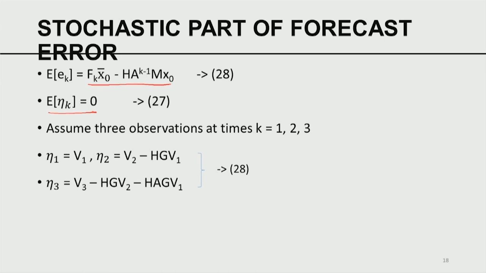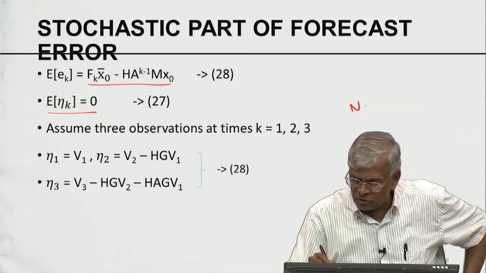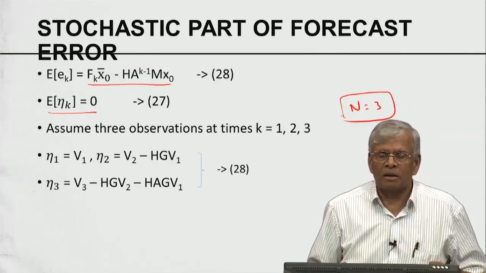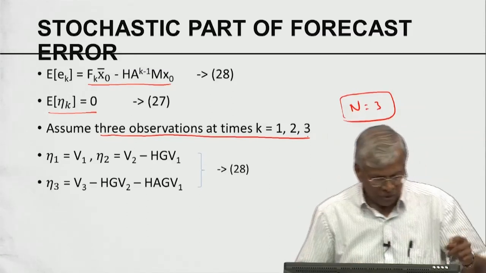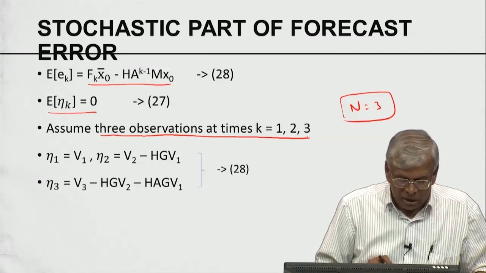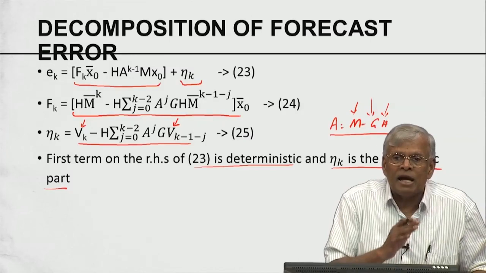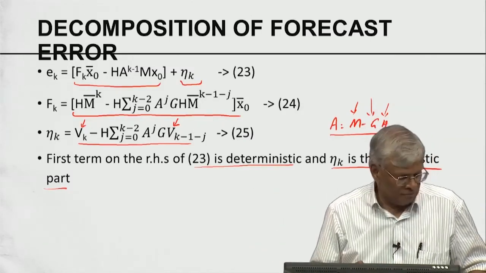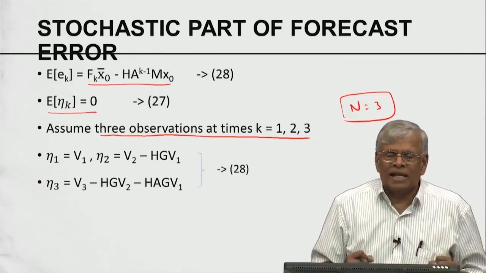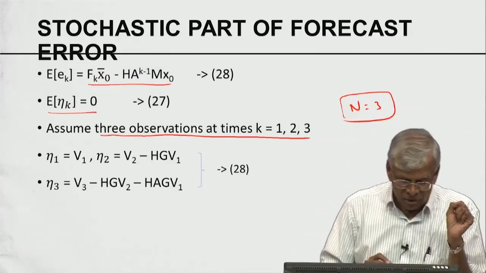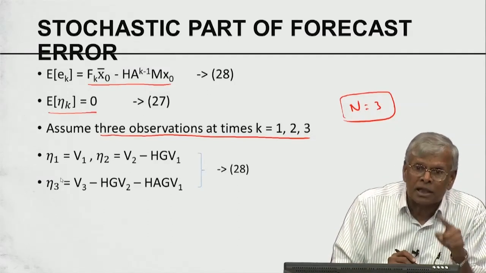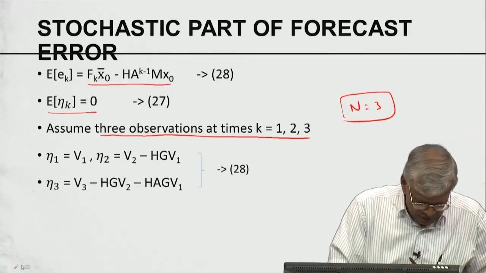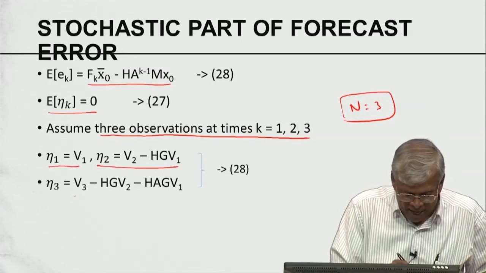Now if I assume a general value of n, the expressions get more complex. So instead of n, I am going to assume n is equal to 3 to just get a feel for the expressions in this quick discussion. So let us assume I have 3 observations at time k is equal to 1, 2 and 3. By specializing this, now look at this. The previous expressions go for k from 1 to n. N is the last observation time. To simplify, to get that aha feeling, I am simply going to assume n is equal to 3 without loss of generality. So if I substitute n is equal to 3 and simplify, the expression for the random part of the forecast error, which is eta, is this.